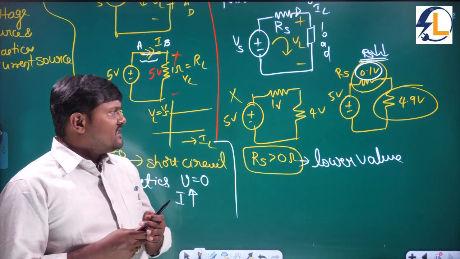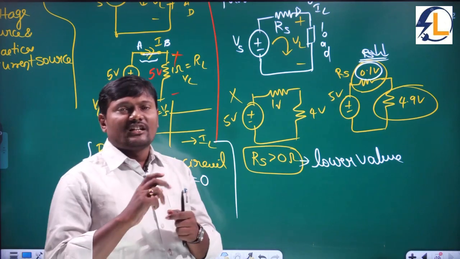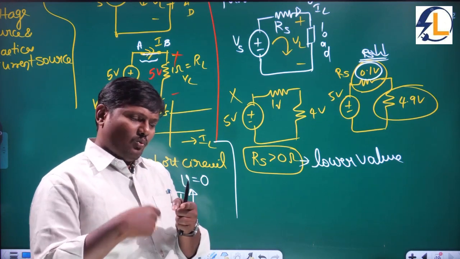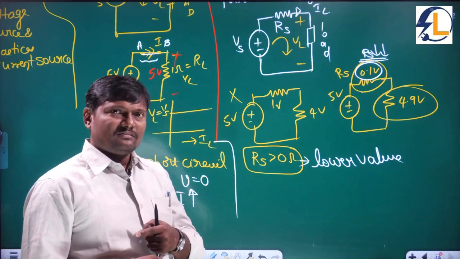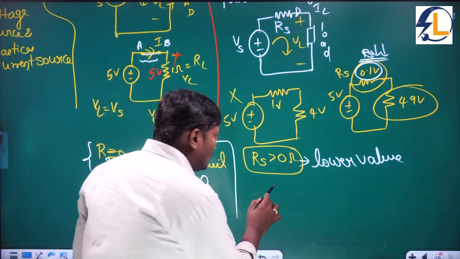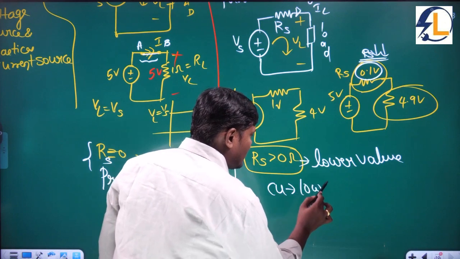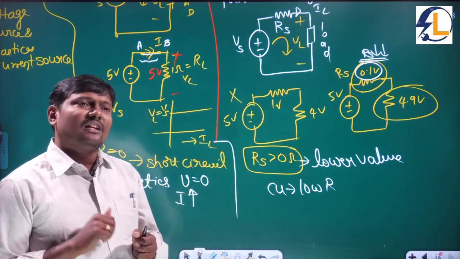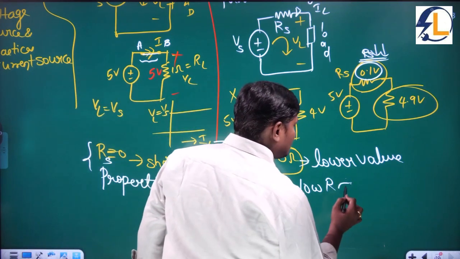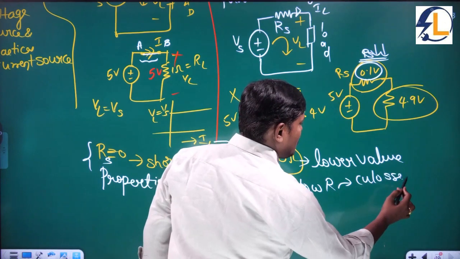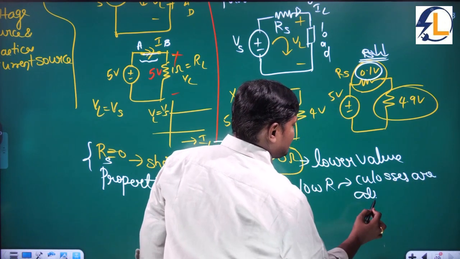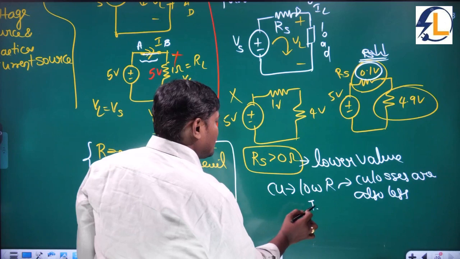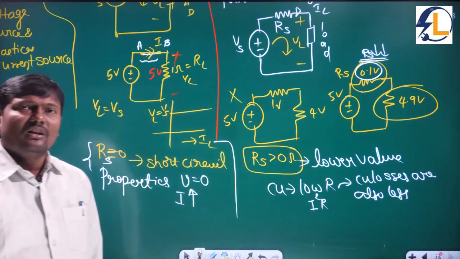If you take a generator also, the generator will generate the electricity, and the generator winding is there. Winding is made up of copper. Copper has a low value of resistance. If the resistance value is less, then copper losses are also less. What is my copper loss, sir? I square R. I square R losses are also less.